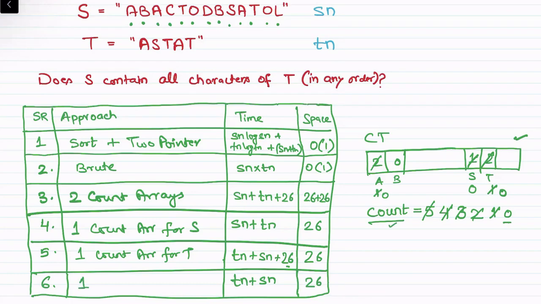So we can say this is one count array for T plus one variable for overall frequency. So with this, we are able to optimize it.